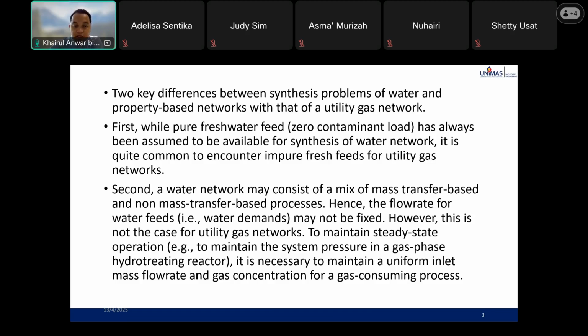So to maintain steady state operation, to maintain the system pressure in the gas phase, a hydrogen reactor is necessary to maintain a uniform gas flow rate and gas composition for a gas consuming process. So meaning the flow rate for the water is varied, but for the gases, it must be at a certain level to ensure the gas is in steady state operation. So that is the two differences between water and gas pinch analysis.